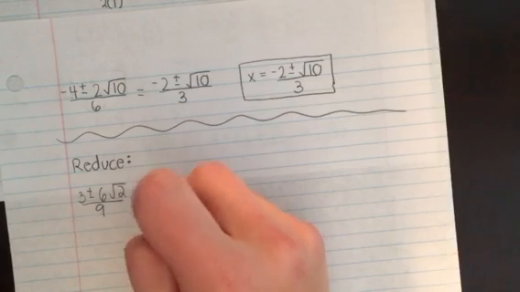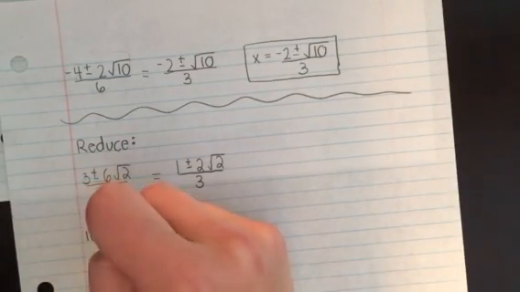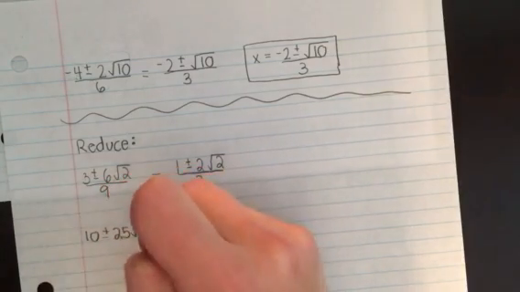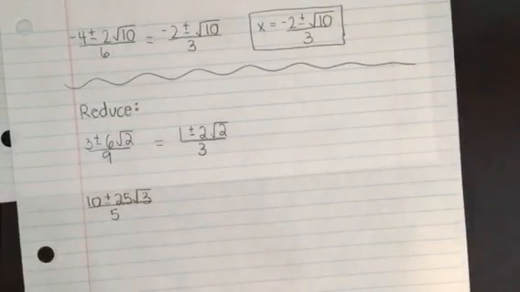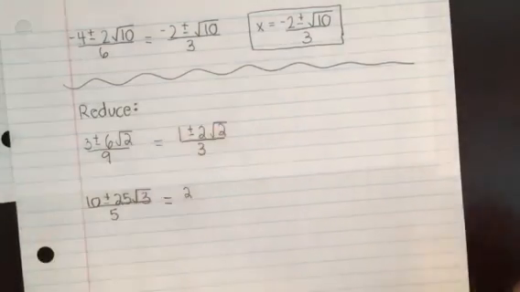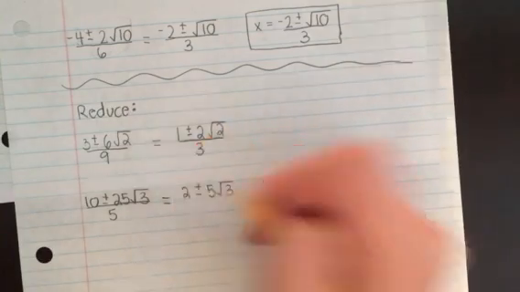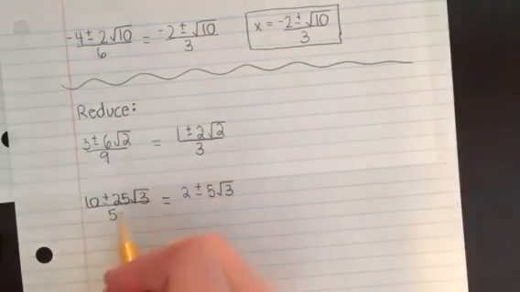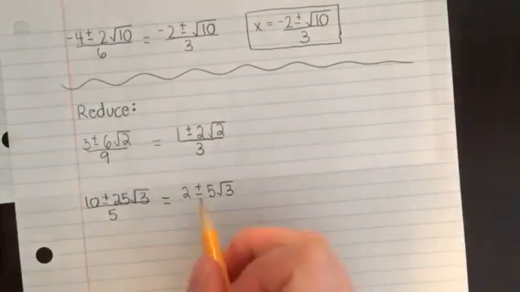Okay. Another example of this would be 10 plus or minus 25 square root of 3 over 5. What I want you to notice here is all 3 of these numbers are divisible by 5. So your final answer for this would be 2 plus or minus 5 radical 3, and then over 1, because 5 divided by 5 is 1, but that's not really necessary, okay? It's much nicer to write it like this instead of over 1.